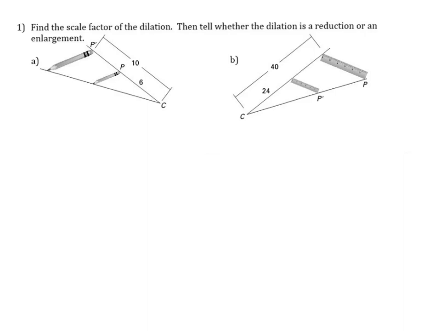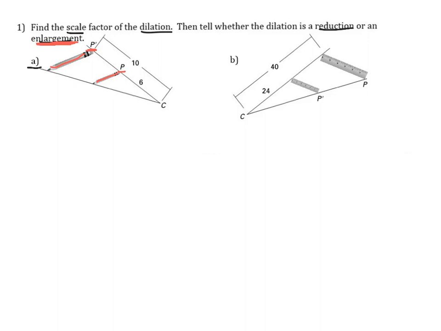For our first example, we're asked to find the scale factor of the dilation. I also want to figure out whether it's a reduction or an enlargement. For problem A, it looks like we have 2 pencils. Here's my pre-image marked as P and my image marked as P prime. I can tell right away, without applying any equations or any math, that this is definitely an enlargement. My image is definitely larger than my pre-image.